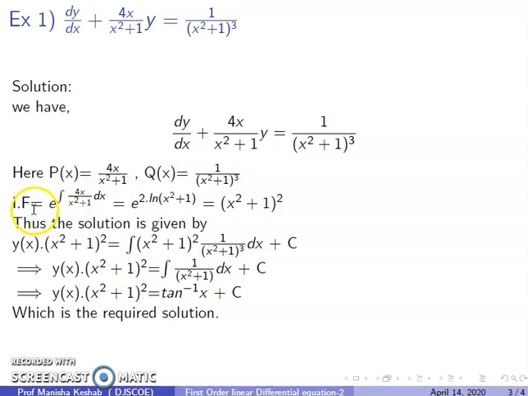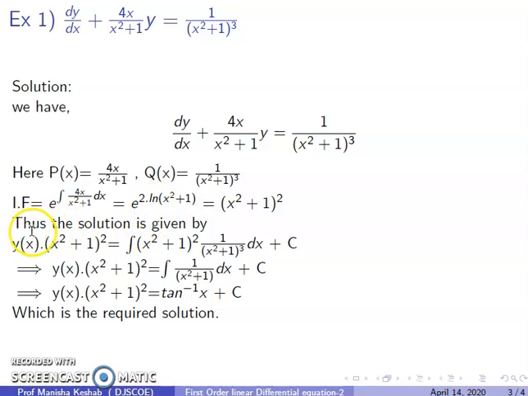So the integrating factor will be equal to, because the first step is to find the integrating factor once we have found out our p(x) and q(x). So the formula is what? e^(∫p(x)dx). So in this case it will be e^(∫4x/(x² + 1) dx). Now if you integrate this, this is nothing but e^(2 ln(x² + 1)), which is equal to (x² + 1)². Here ln I am writing, that means this is nothing but log of x² + 1 to the base e.